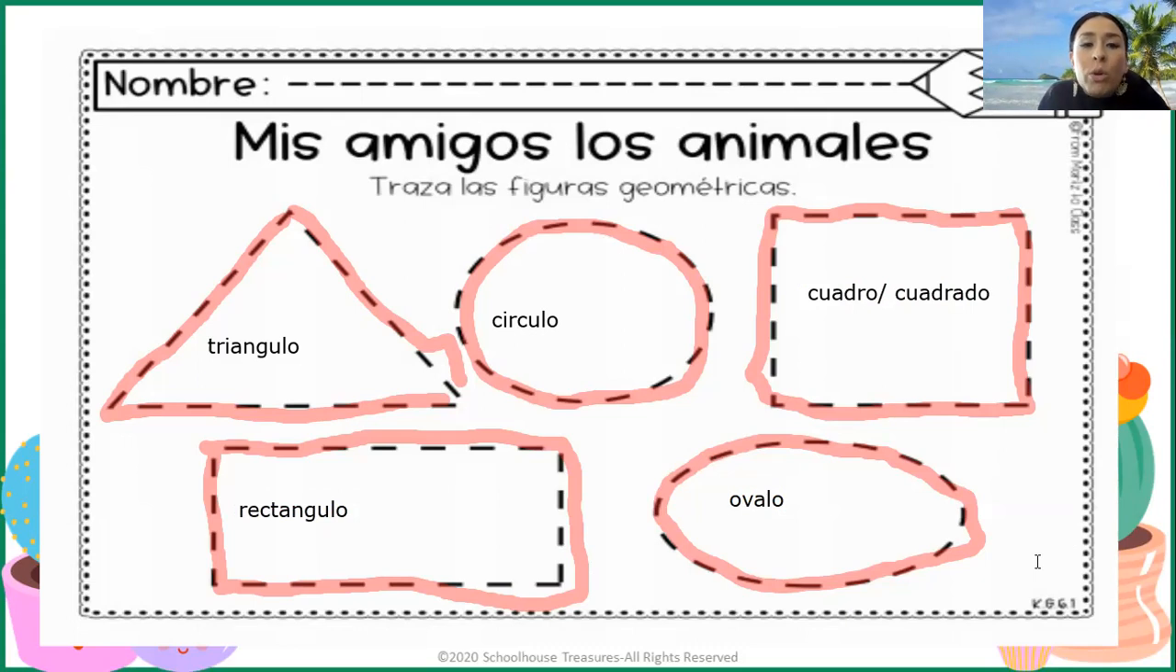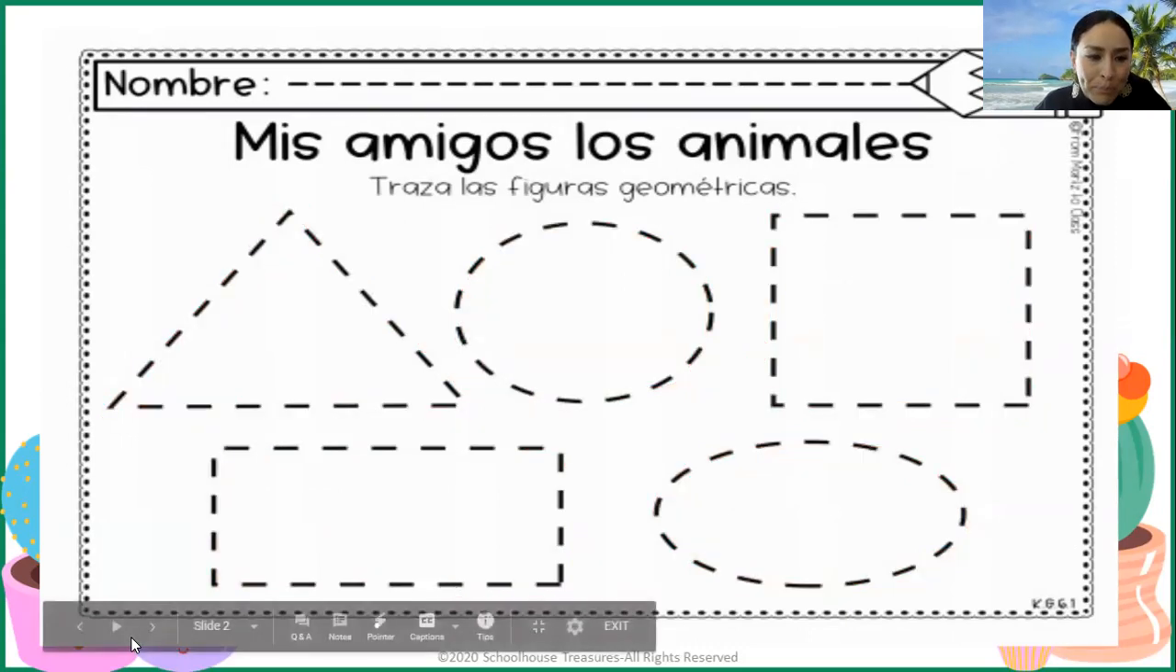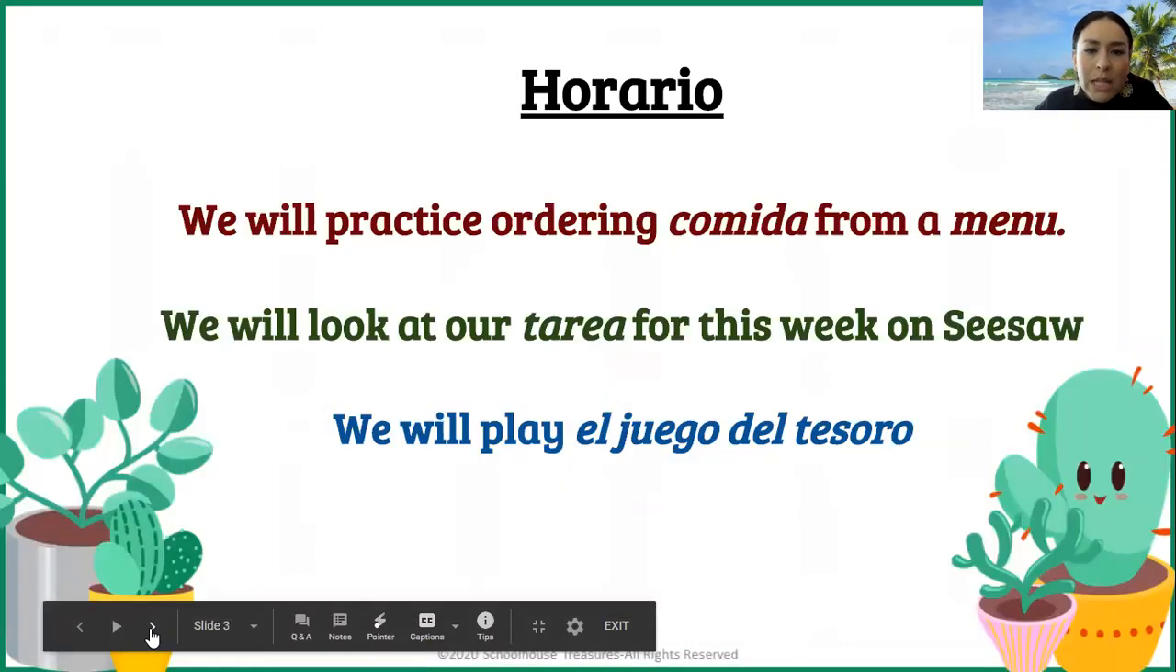Puedes tomar una foto de tu pizarrón o tu papel y mándamelo por CISA. Quiero ver tu trabajo, ok? So make sure that you take a picture of your work and send it to me on CISA. Okay, so that's for our check-in.